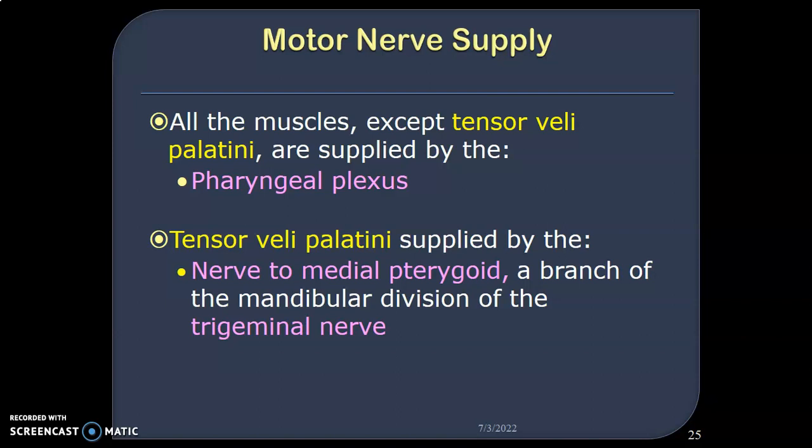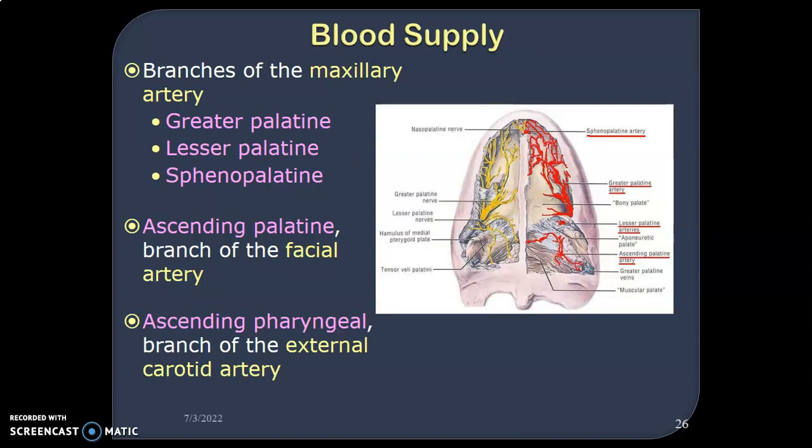All muscles of the palate are supplied by pharyngeal plexus except tensa veli palatini, which is supplied by the nerve to medial pterygoid, which is a branch of the mandibular division of trigeminal nerve. What's the blood supply of the palate? Again, you have mainly the maxillary artery.